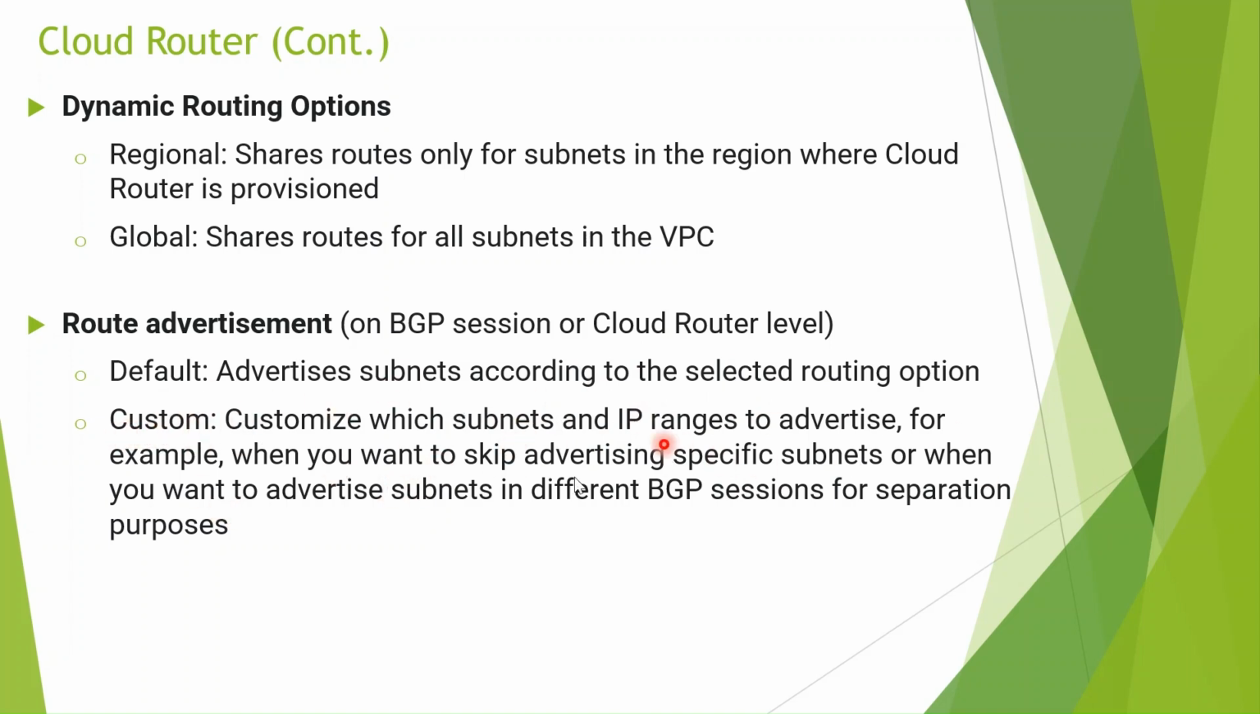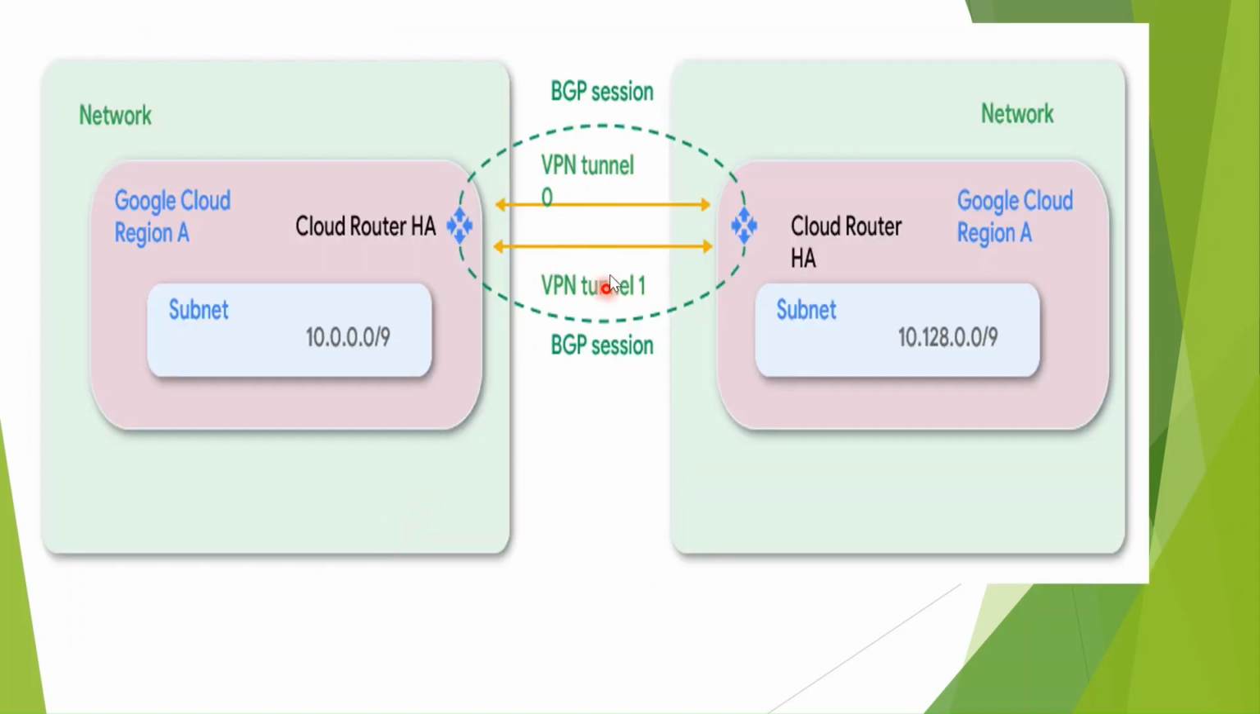For example, you can skip advertising some subnets, or advertise a subnet on a different BGP session for separation purposes. When we create a BGP session, suppose we have VPN tunnel 1 and VPN tunnel 2, you create two BGP sessions, one for each tunnel. Now you want only specific subnets shared on this tunnel and some other specific subnets shared on that tunnel. You can do that also. So that's the beauty of cloud router: you can separate which routes go where. You can say this tunnel is for primary or important data and this tunnel is for less important data.